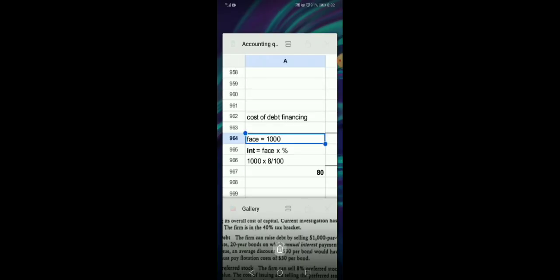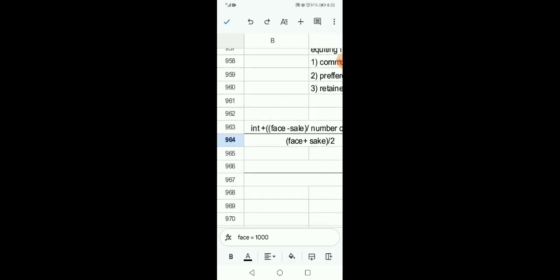So next is to sell. Now you were in need of the sale price. To sell, issue an average discount of 30 per bond. So this is the first cost you got, 30. The firm also may have flotation cost of 30. So discount 30, flotation cost 30. These are two costs. And why are these two costs given? Because we are in need of having the sale price.